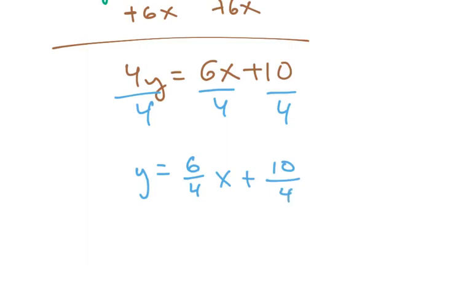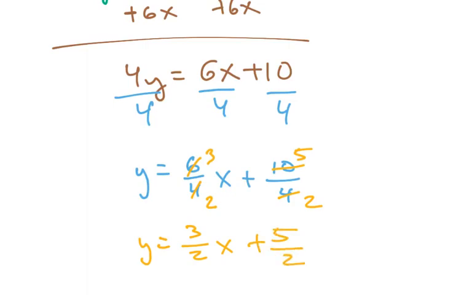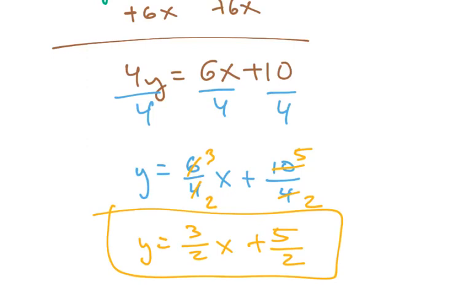Now, because 6 over 4 and 10 over 4 are reducible, we're going to reduce them, which means I'm going to divide both of these by 2. So 6 divided by 2 is 3, 4 divided by 2 is 2. So I'm left with y equals 3 over 2x. And do the same thing with 10. So 10 divided by 2 is 5, 4 divided by 2 is 2, plus 5 over 2. And that's the equation. So why do I want it in this form?